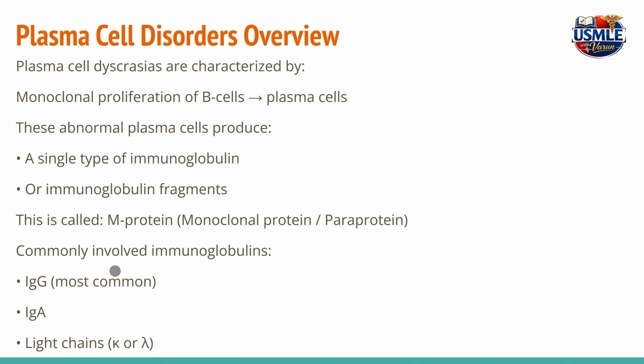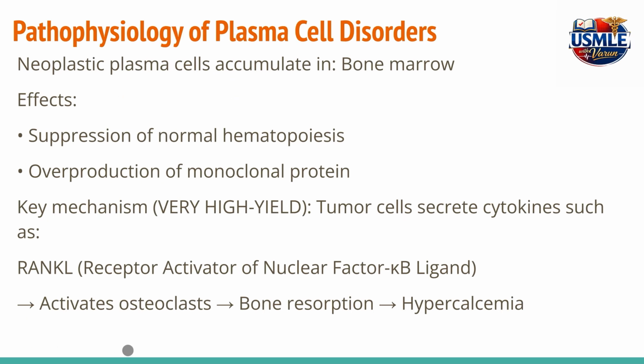The most common types you'll see are IgG followed by IgA, and sometimes just light chains, either kappa or lambda. So this concept of monoclonality is extremely important for understanding all the plasma cell disorders.